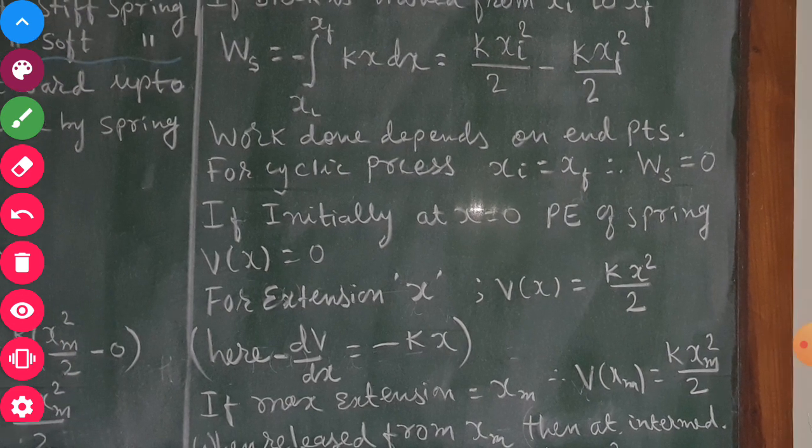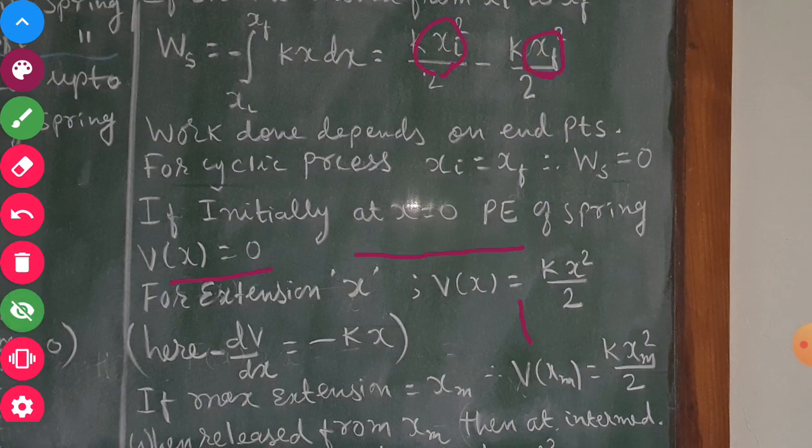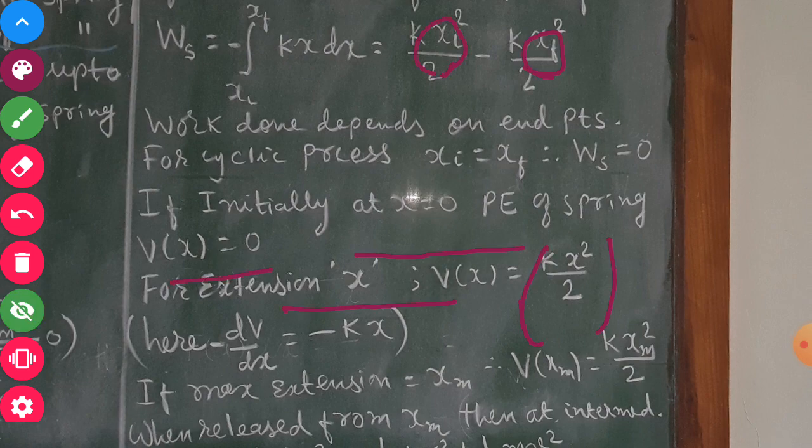Now if there is extension of say value x, then potential energy is kx square by 2. Okay, that we have calculated. The potential energy is kx square by 2, that is work done by the external force, and that external force, by doing the work, we can say, applying external force, that work done is stored in the form of the potential energy, and that is why it is positive. Work done by spring force is negative.